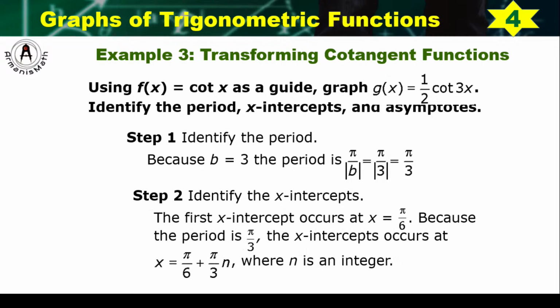Second is to identify the x-intercepts. The first one happens at pi over 6. Why is it pi over 6? Pi over 6 is 30, by the way. Because the period is pi over 3, and the x-intercepts occur at x is pi over 6 plus pi over 3 n. So every pi over 3 n, but the first one happens in the middle of that, which is at pi over 6.